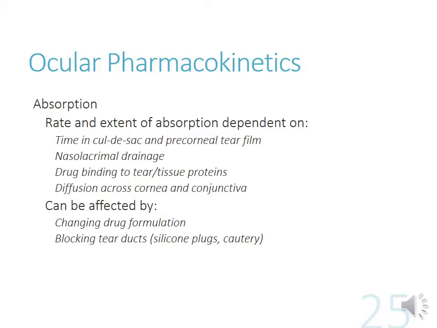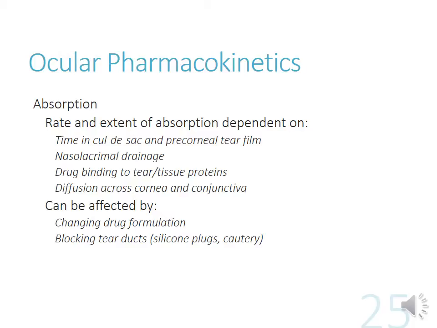Also, it's going to depend on the nasolacrimal drainage. So the faster that's draining, say you have a lot of tear production and a lot of drainage occurring, you're more likely to see the drug be swept away from the eye and potentially be absorbed into the systemic circulation. We'll talk about some drugs tomorrow, I think, especially beta blockers used for glaucoma. When those get absorbed systemically, they can cause some pretty significant side effects due to that nasolacrimal drainage.